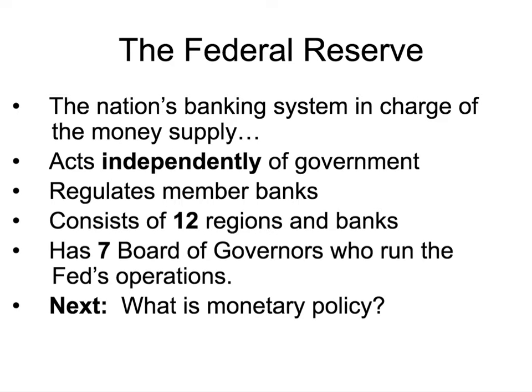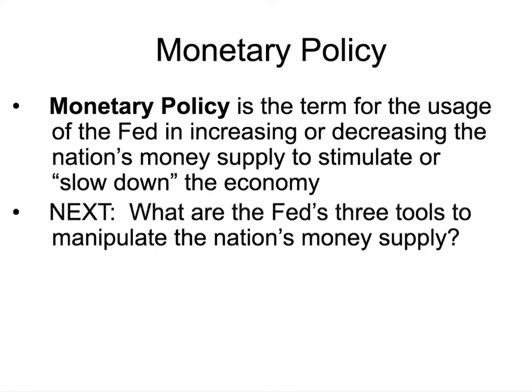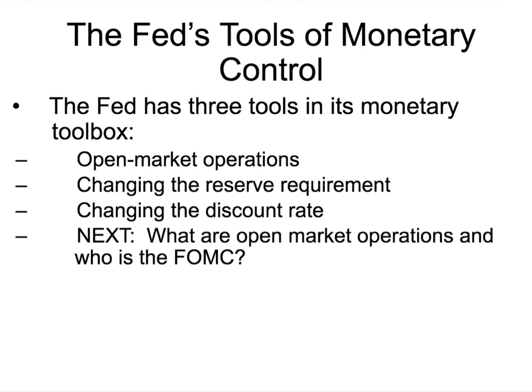So the Fed gets to operate independently of government. They regulate member banks, consist of 12 regions and banks, and 7 board of governors headed by Janet Yellen. Next. Monetary policy is the manipulation of the money supply in order to influence aggregate demand to either get us out of a recession or contract us from a peak and bring down inflation. Next. The Fed's 3 main tools are open market operations, the buying and selling of bonds, changing then the reserve requirement and discount rate.